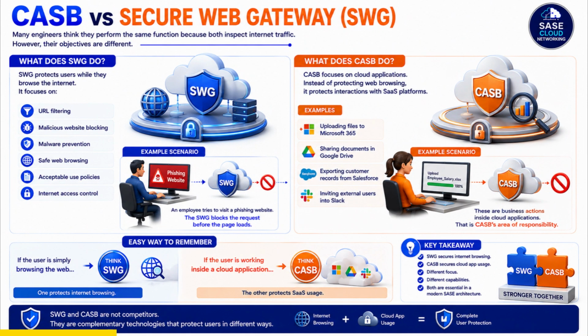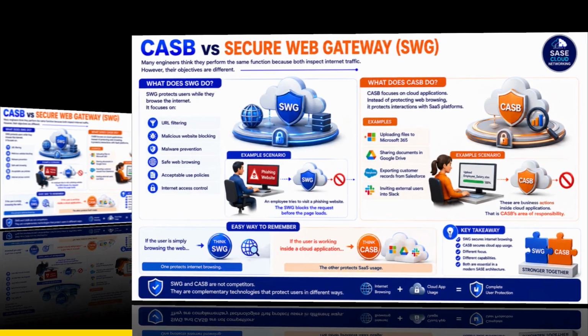CASB versus Secure Web Gateway, SWG. Now let's compare CASB with Secure Web Gateway. Many engineers think they perform the same function because both inspect internet traffic. However, their objectives are different. What does SWG do? SWG protects users while they browse the internet. It focuses on URL filtering, malicious website blocking, malware prevention, safe web browsing, acceptable use policies, internet access control. Imagine an employee trying to visit a phishing website. The SWG blocks the request before the page loads.